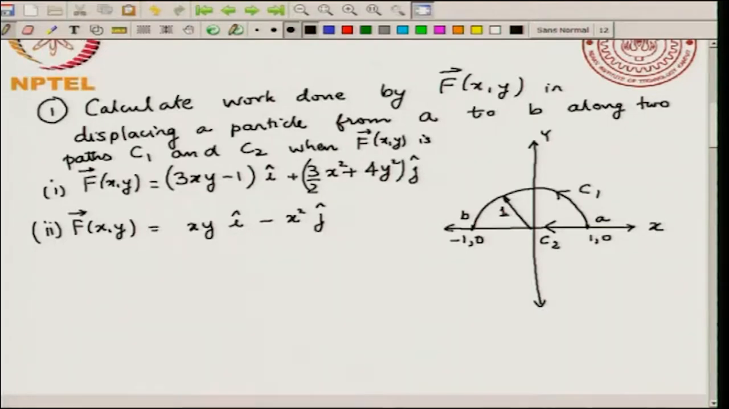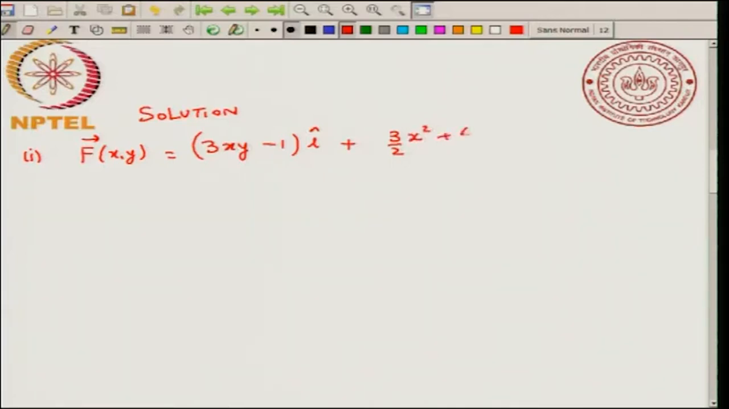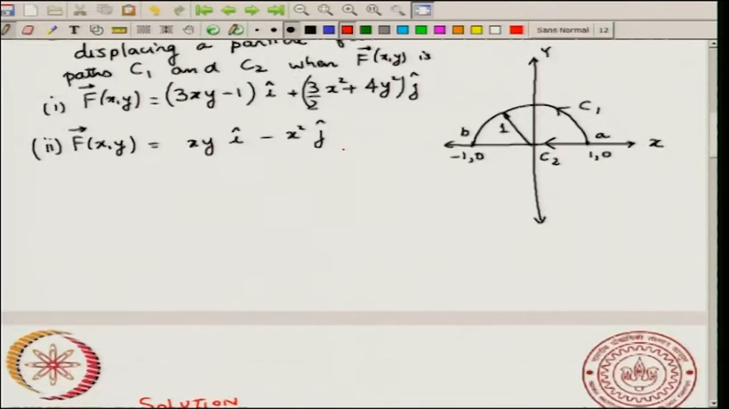To solve this, let's take the first force. So the solution, I'll write it in red. In the first case, F is equal to (3xy minus 1) times i plus (3/2 x square plus 4 y square) times j. The first term, 3xy minus 1, is the x component of the force, and the second term, 3/2 x square plus 4 y square, is the y component of the force. That is just what we had here.